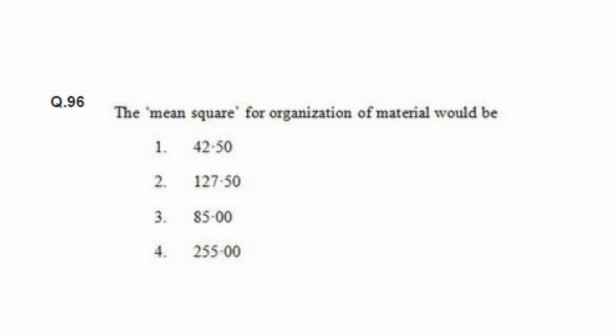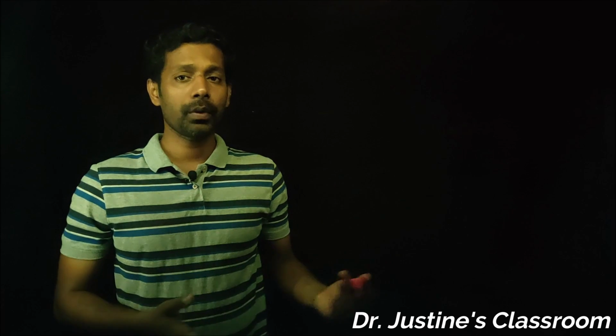Okay, so first question from the case study. The question is, the mean square of organization of material would be. To answer this question, we need to have a very clear-cut understanding of a summary of ANOVA table for a two-way ANOVA. In this context, ANCOVA. So we'll start with the two-way ANOVA and leave a space for the ANCOVA procedure also.